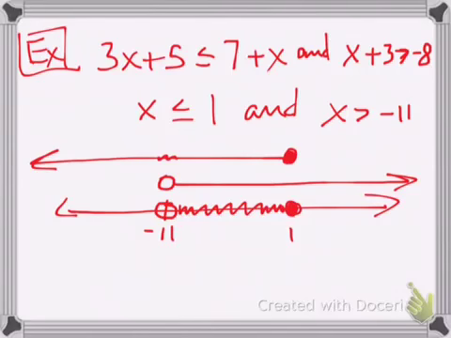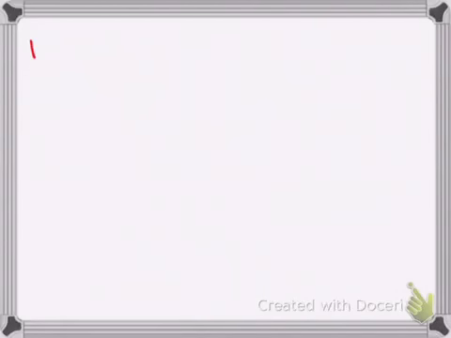Including 1, but not including negative 11. Now, how am I going to show that inclusion and exclusion in my brackets, in my interval? How do I show in my interval notation that negative 11 is not included, but 1 is included? Parentheses on negative 11 and a bracket on 1. That's correct. Okay, pretty easy, right? Let's do one more of these because I want you to see this, and then we'll move to absolute value equations.